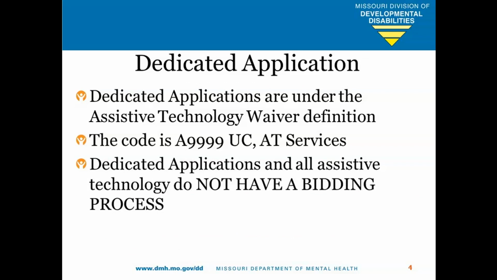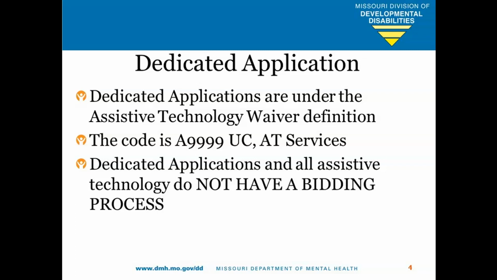Dedicated applications are available under our assistive technology waiver definition, which is available in all 4 of our HCBS waivers. There is a specific code for it. As we've said before, there should be no naked A9999 codes. All assistive technology codes require a modifier, and the modifier for dedicated applications is UC, part of the assistive technology services, as there's typically a monthly fee with dedicated apps. Everyone's got that 99-cent app that they get charged for every month or that they've purchased outright, but there is usually a monthly fee for it.